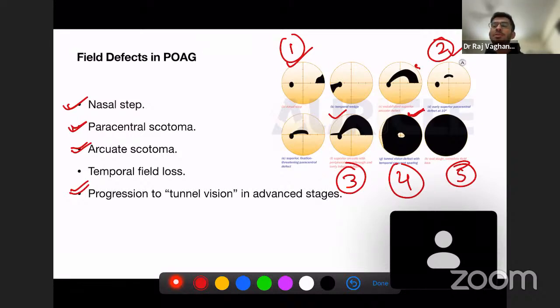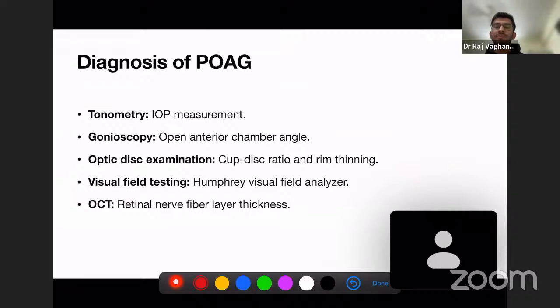The temporal field loss is also present, but it is not shown in the diagram. That's why I'm not telling you. So just remember these four kinds of visual field defects: nasal step, paracentral scotoma, arcuate scotoma, and tunnel vision. These are very important visual field defects.